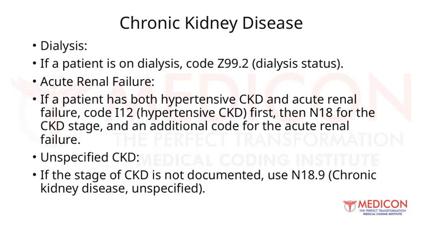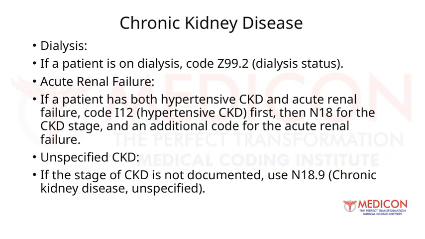When it comes to coding for chronic kidney disease, there are a few important points to keep in mind. If the patient is on dialysis, you should use the code Z99.2, which indicates dialysis status. This helps to clearly identify that the patient requires ongoing dialysis treatment.